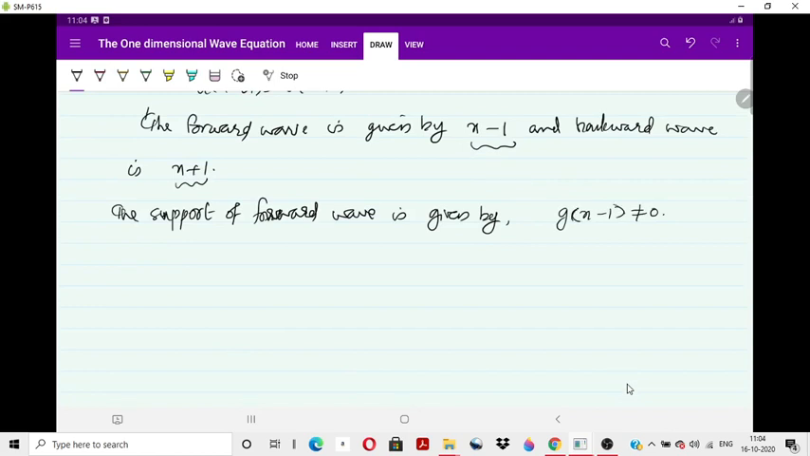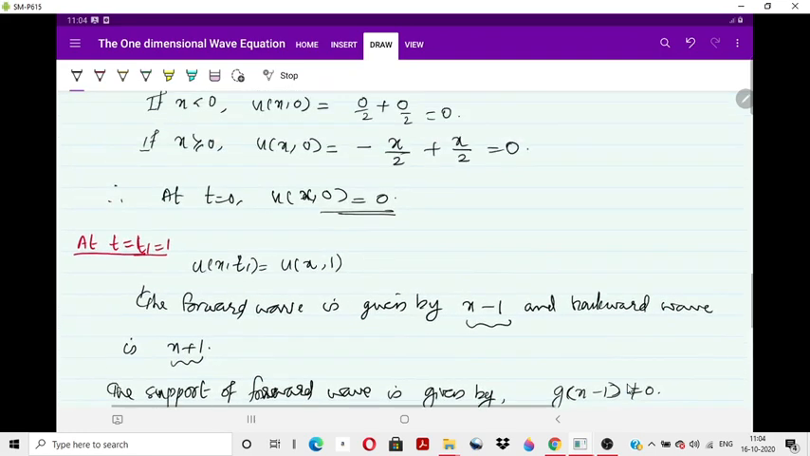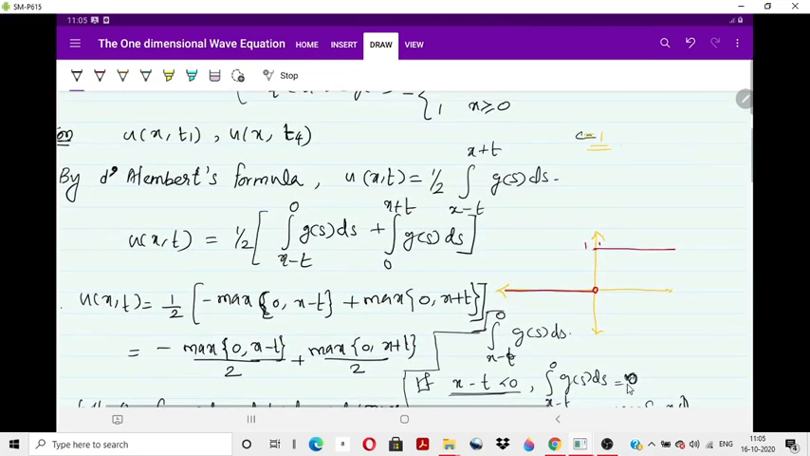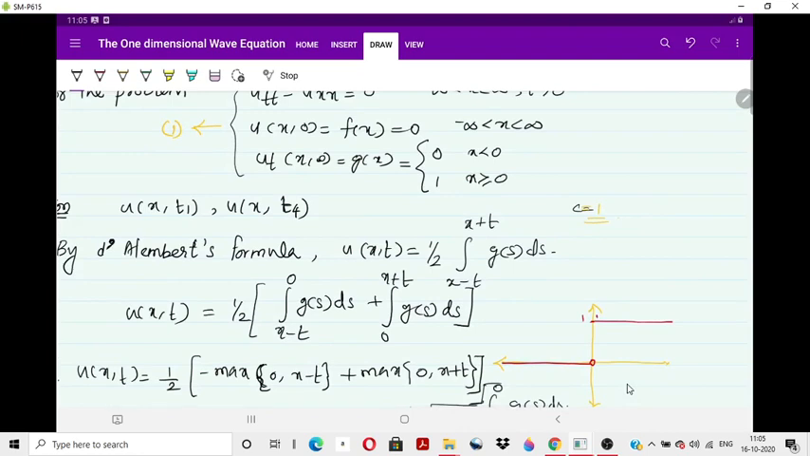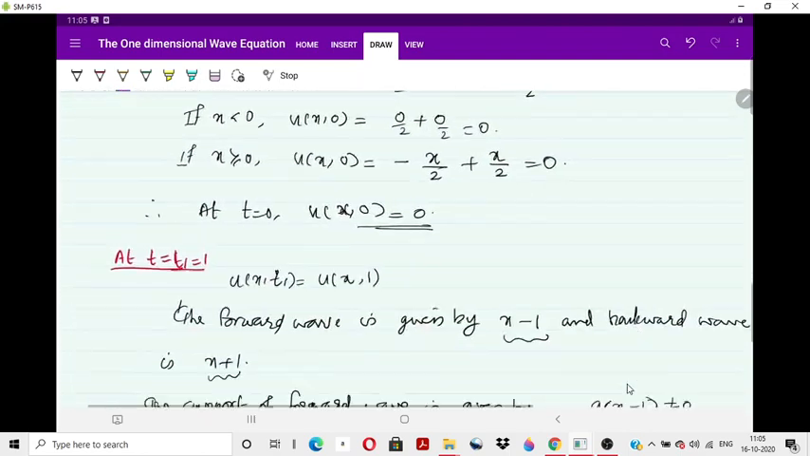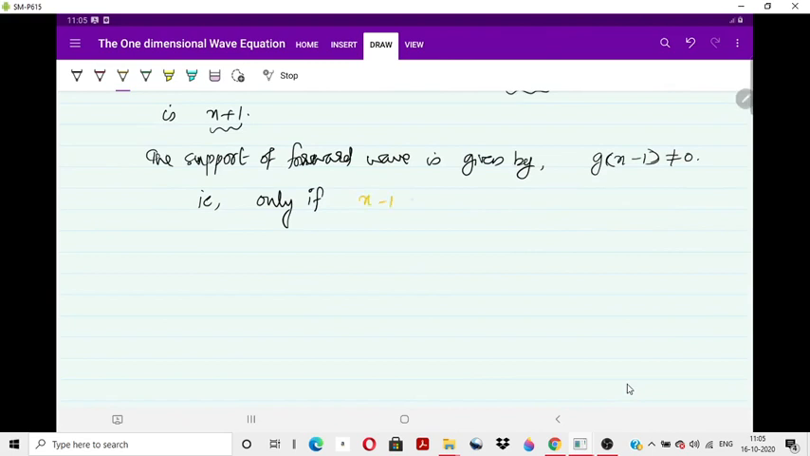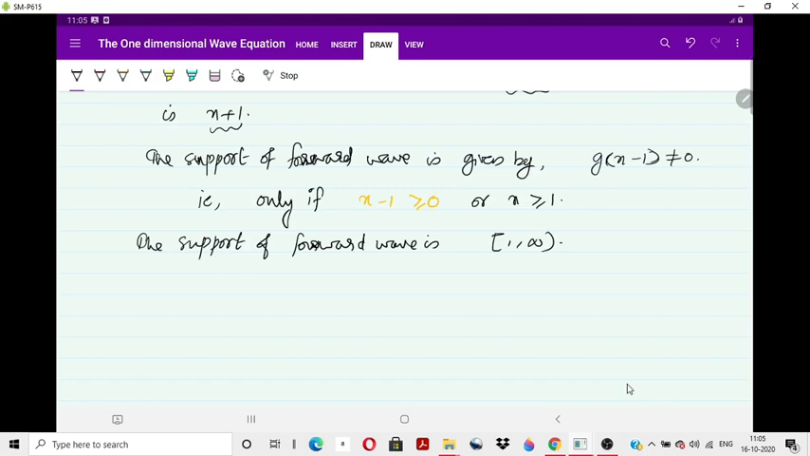G of x minus 1 is not equal to 0 only if, by the definition of G, which has a non-zero value for x greater than or equal to 0, x minus 1 is greater than or equal to 0, or x greater than or equal to 1. That means the support of the forward wave is the closed interval 1 to infinity.